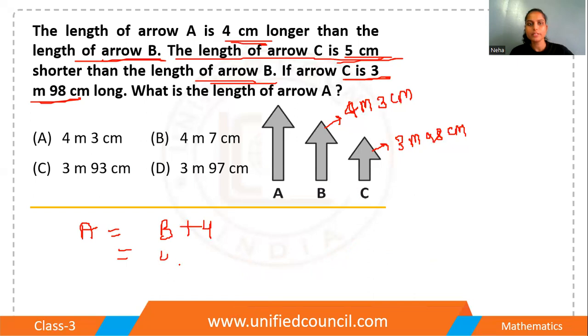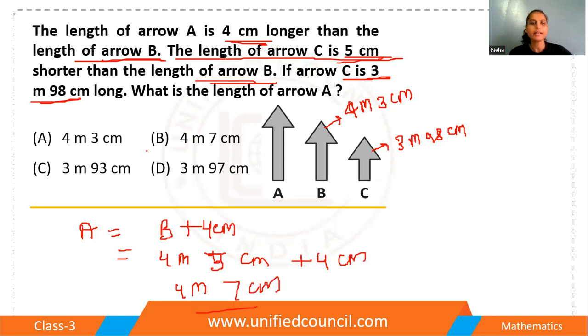So this is 4 meter plus this is 4 centimeter long, right? So this is 4 meter and 3 centimeter plus 4 centimeter. So just add centimeter with centimeter. So 4 meter and 4 plus 3, this is 7 centimeter. 4 meter and 7 centimeter, option B is the right answer.